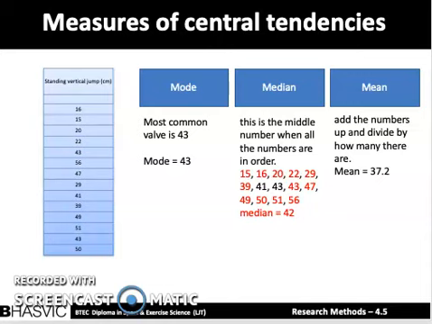The data display shows the standing vertical jump for the gymnast. The mode, which is the most common value, is 43. The median is found by ordering the data and finding the middle value. The median here is 42. The mean is calculated by adding up all the numbers and dividing them by the number of participants. The mean in this example is 37.2.